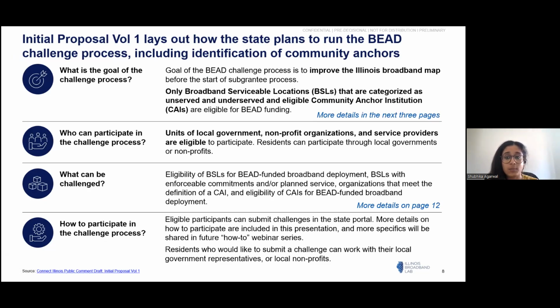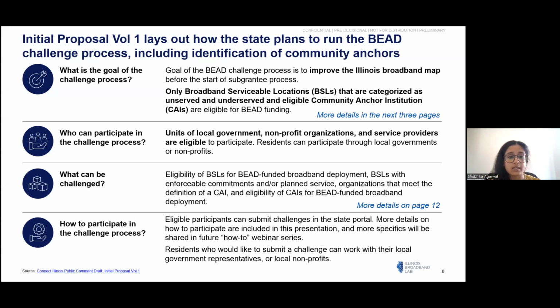So firstly, what's the goal of the challenge process? It's to make sure that the maps are accurate and we have rightfully identified the unserved and underserved locations across the state, including community anchor institutions that would be eligible. This is important only because broadband serviceable locations that will be categorized as unserved, underserved, and eligible CAIs would then be eligible for BEAD funding that's going to be coming into the state.